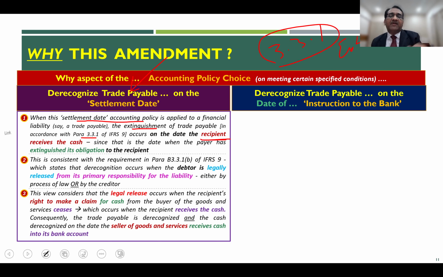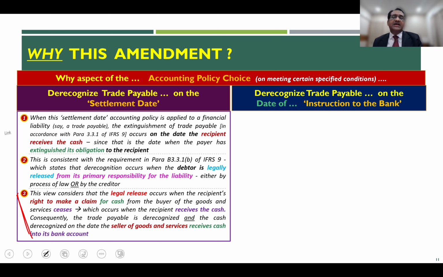Because that is the date, the 3rd of April in our example, when the payer, the Indian company, has extinguished its obligation to the recipient. That is the first logic why settlement date accounting is required by the standard setters. And as I said, this requirement is consistent with IFRS 9, or for that matter Ind AS 109, which states that derecognition occurs when the debtor is legally released from its responsibility for the liability. And how will that legal release happen? Either by process of law or by the creditor. If the creditor gets paid, the legal liability no longer exists, and therefore the buyer in our example, the Indian company, will be legally released from its obligation to pay the foreign vendor.